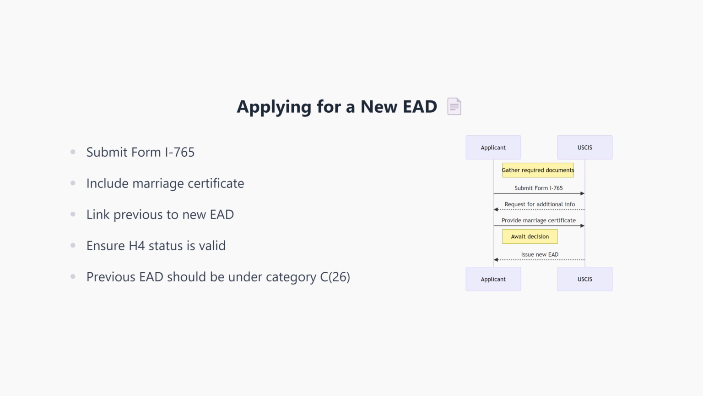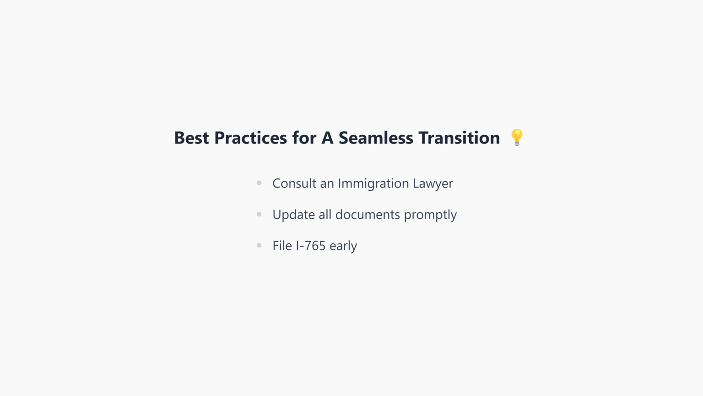Transitioning seamlessly requires some best practices, starting with consulting an immigration lawyer, which will provide invaluable personalized guidance. Make sure to update all your documents like your Social Security card and bank accounts with your new name as early as possible. Lastly, file your I-765 application ahead of time, well before your current EAD expires to avoid unnecessary setbacks.